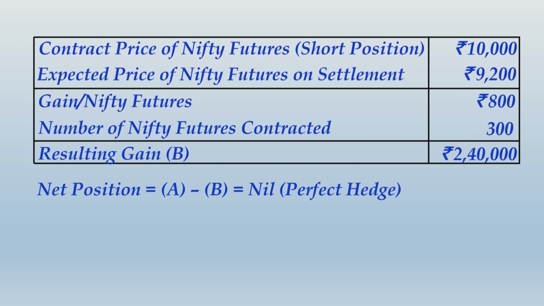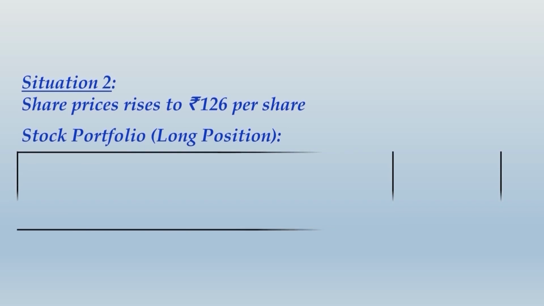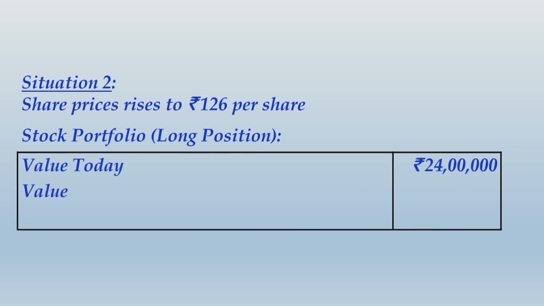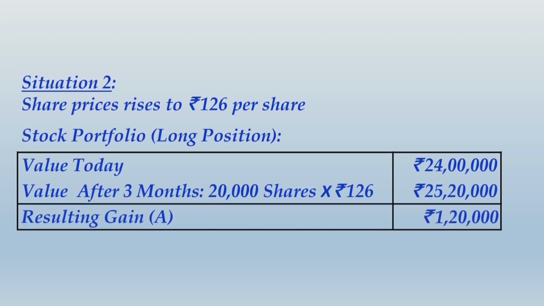Alright friends, you would have finished writing this much. Let us move ahead and deal with situation 2. In situation 2, the share price is expected to rise to 126 per share. So what happens to the stock portfolio where you have a long position? The value today is 24 lakhs and the value after 3 months will be 25 lakh 20,000, and therefore this time we are expecting a gain of 1 lakh 20,000 in the stock portfolio itself. Note down this and then we move ahead.